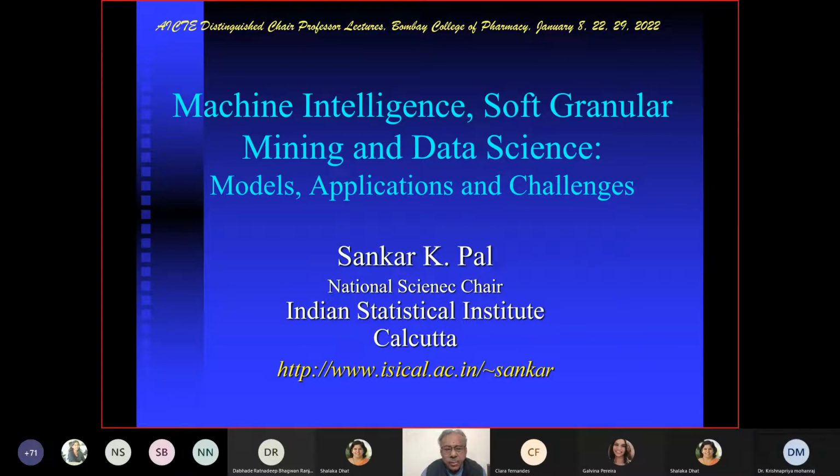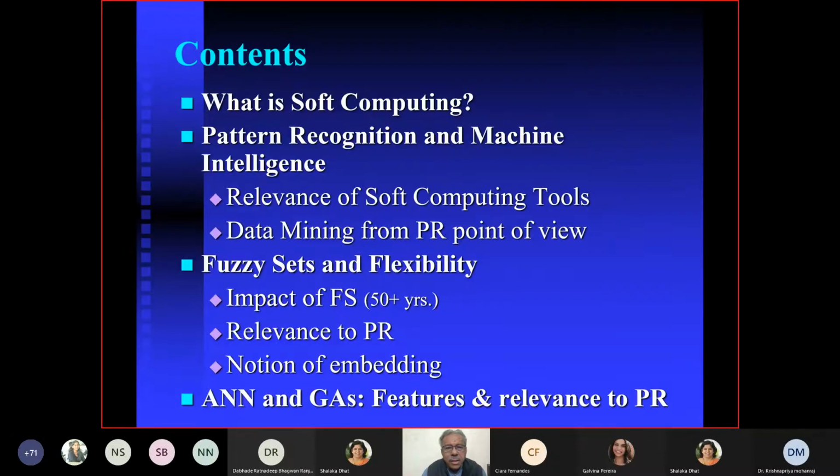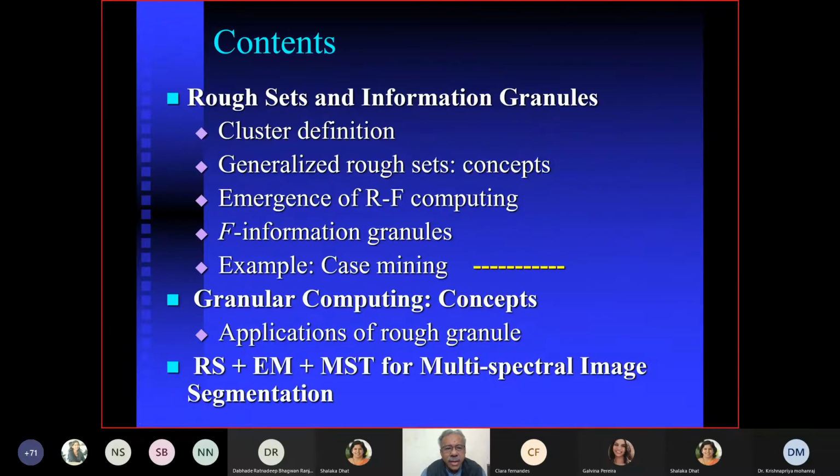Let us begin our second session. If you have remembered, in the first session I explained all those things: pattern, machine intelligence, relevance of soft computing, data mining from the pattern point of view, then impact of fuzzy sets, impact of artificial neural networks, feature relevance, then genetic algorithm, then rough set theory, up to this much. So emergence of rough fuzzy computing, information granule and then case mining. Of course, I will repeat a few slides for your continuity.